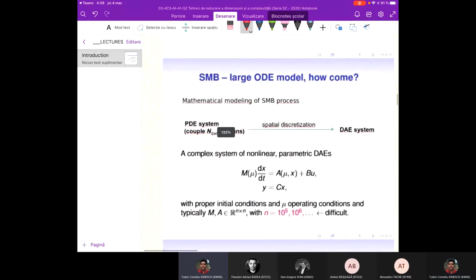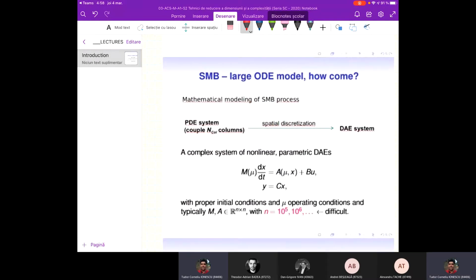Okay. So what do people actually do to model such a system? So how do you mathematically model an SMB process governed by the pictures and the equations I have just shown you? So you've got a PDE system with n-col columns. You do spatial discretization of the PDE, and you come up with a differential algebraic equation system. This is what DAE stands for.